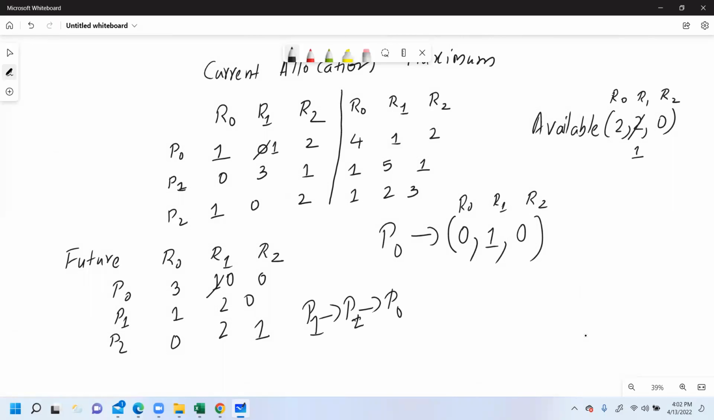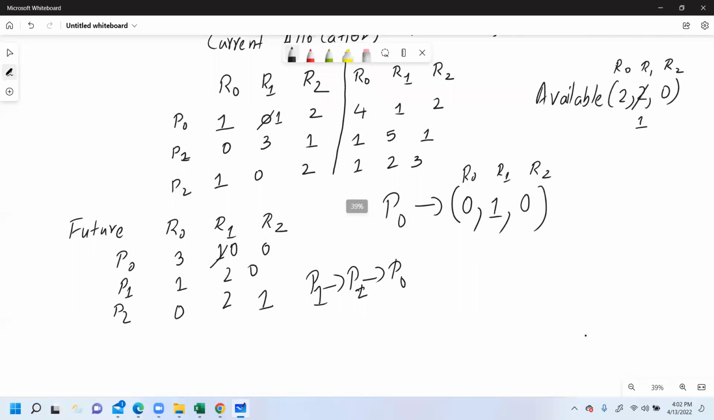So there are 3 changes we have to make. When the request comes from P0, asking for 0, 1, 0, I have to make 3 changes. One is the current allocation, one is the future matrix, and the availability vector also will change. Is that clear? But whether granting this request will make this system safe or unsafe, we have to try now. Now everything has changed, so we'll try again. Before it was in a safe sequence. Now currently available is what?